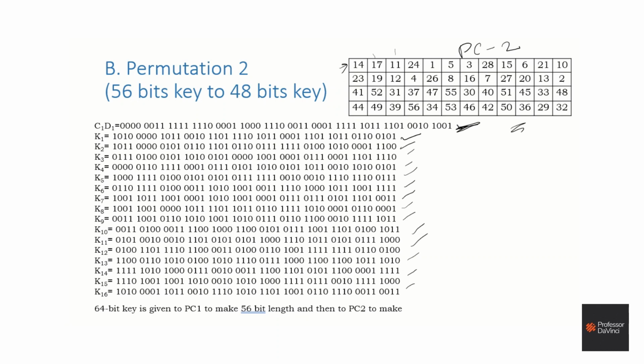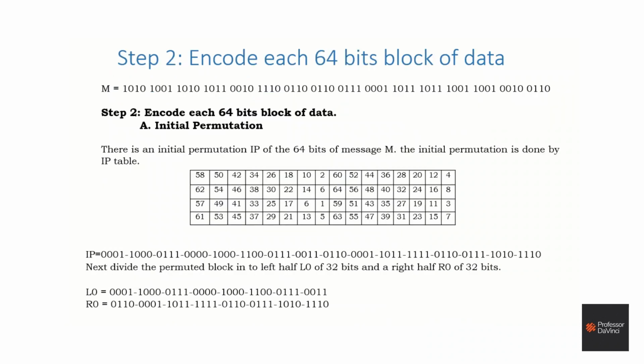So in short, we can say 64 bit is given to PC1 to make 56 bit length, and then PC2 to make 48 bit length. So now we got the perfect 48 bit length subkeys, 16 subkeys. So this is step 1. Now going for step 2.